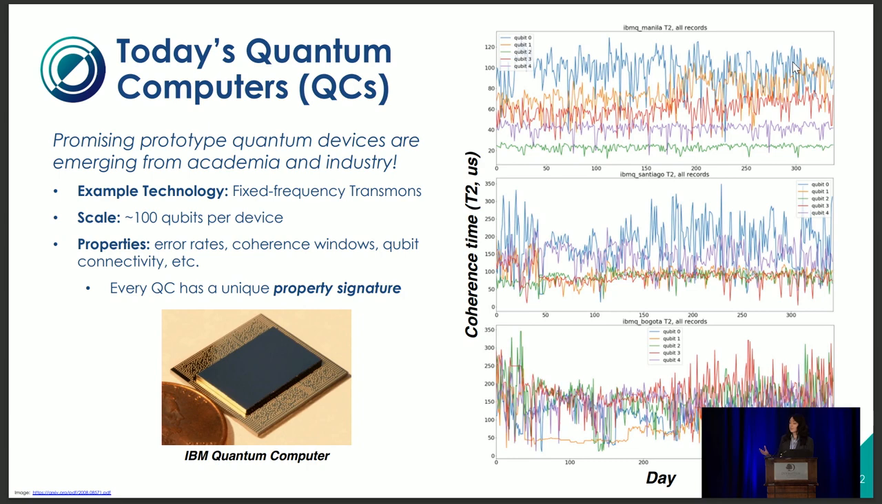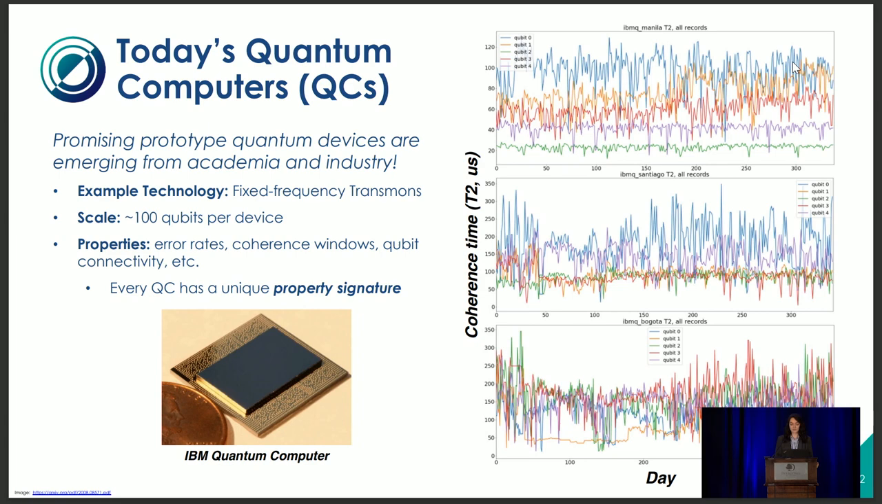We're going to focus on the fixed frequency transmon. When we look at these devices, we have about 100 qubits, some more. We have some roadmaps predicting thousands of qubits in the near term. But these devices are very error prone. They have high error rates as of now. We're almost at the thresholds needed for some implementations of fault tolerant error correcting codes, but we still have a little bit of a way to go, especially in terms of scaling these devices up into more qubits.